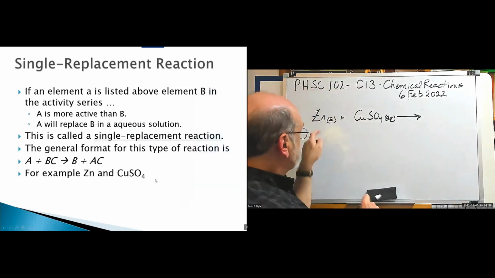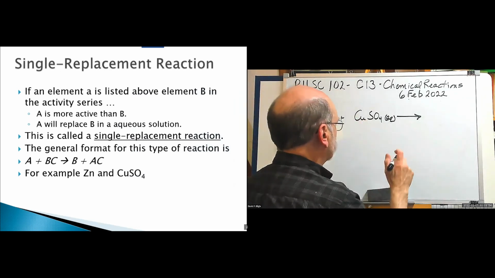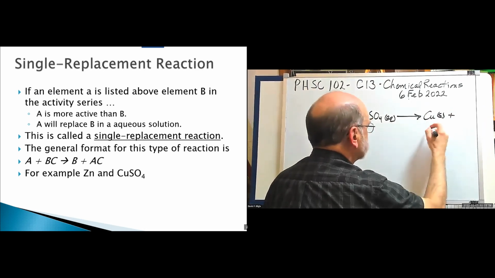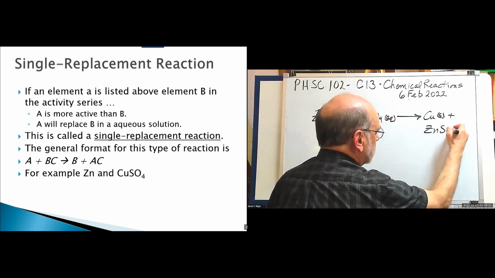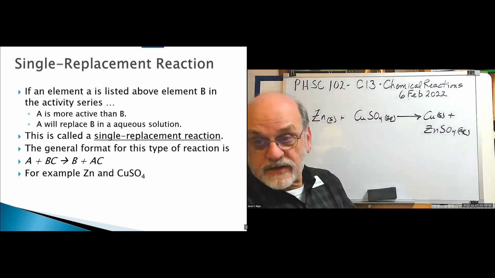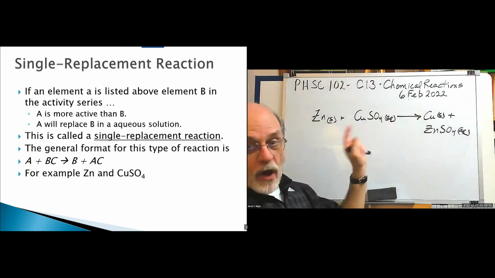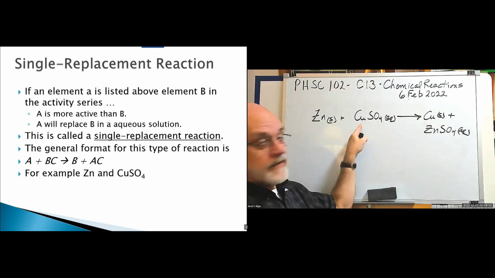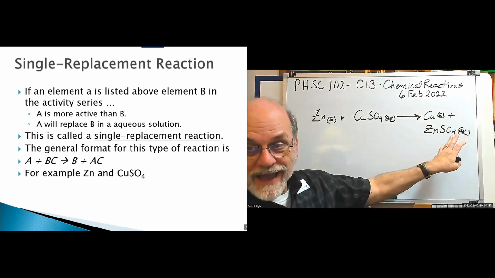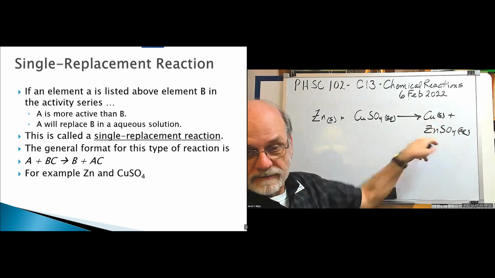So when we write this, zinc should replace copper. And it will produce in the process copper metal plus zinc sulfate. And as it turns out, that's a balanced equation as written. And this happens only because zinc is more active than copper. If we put these two together the other way, you won't get a reaction because copper is not active enough to replace zinc.